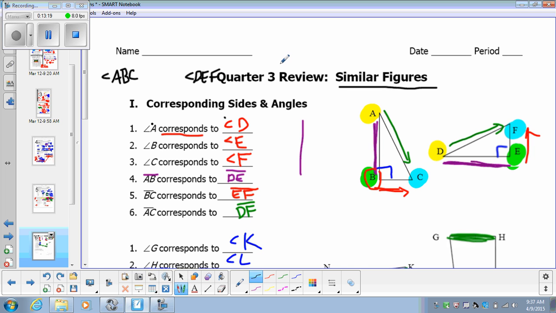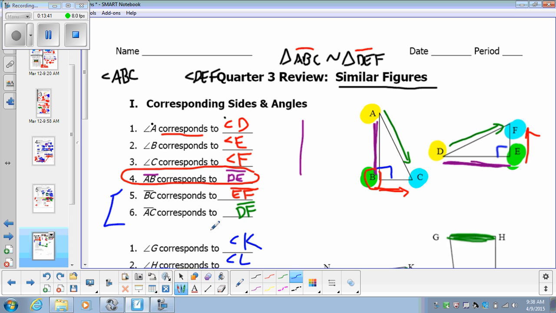So what we can say is triangle A, B, C is similar to triangle D, E, F. And what that means here is that we can see AB would be side DE. That's going to be that part right here. So now you can use the similarity statement to answer these kinds of questions down here. So BC right there would be EF, easy enough. And from A to C would be D to F, which is the last one.